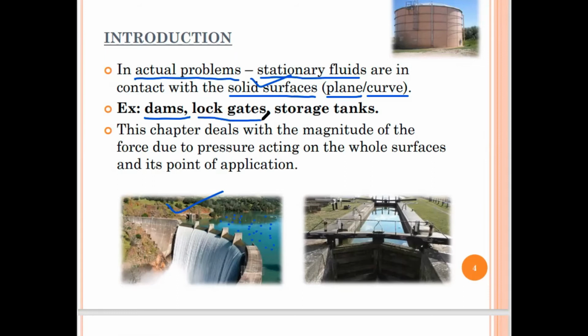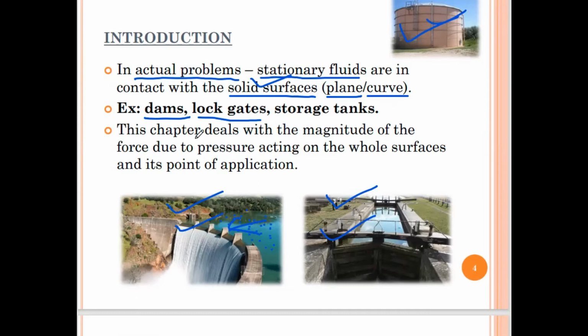Similarly, in the case of log gates, here in the second picture, this is a log gate, and in storage tanks or water tanks. In all those cases, you can see these hydrostatic forces because the fluid is water, so the water is at rest. That stationary water will exert certain forces on those surfaces. So the dam, log gate and tank are the solid surfaces.